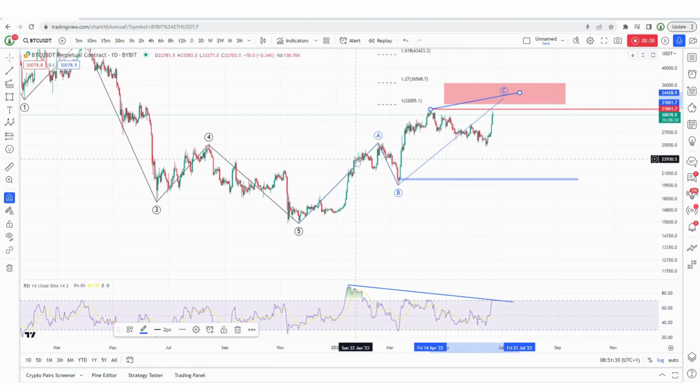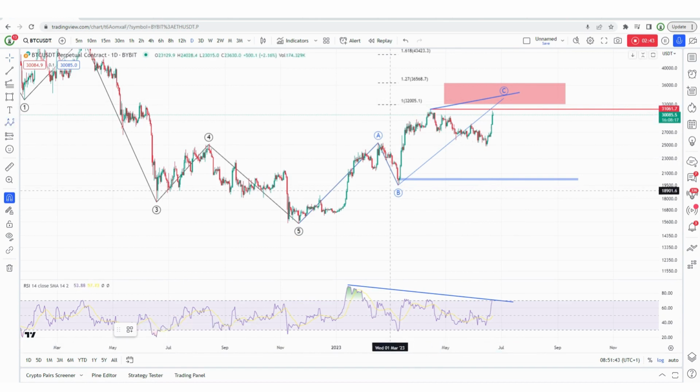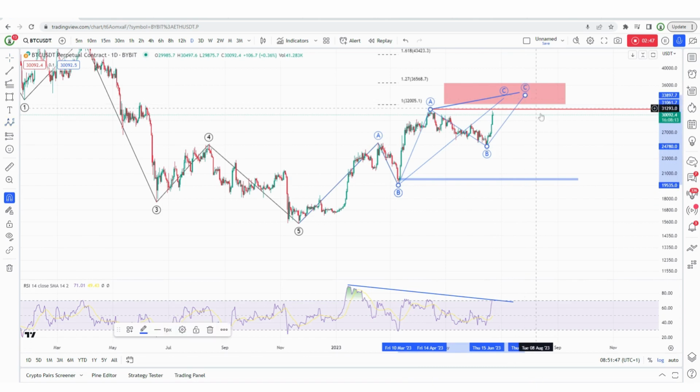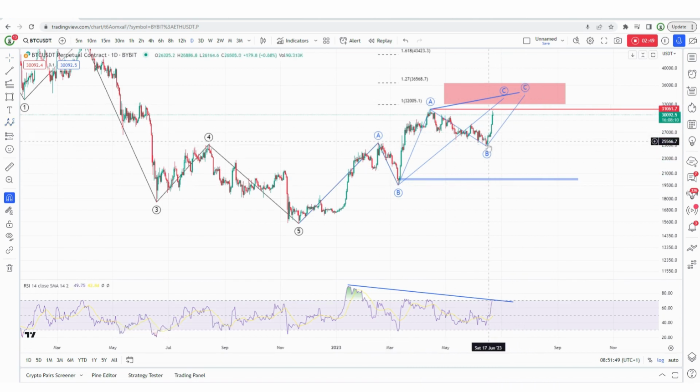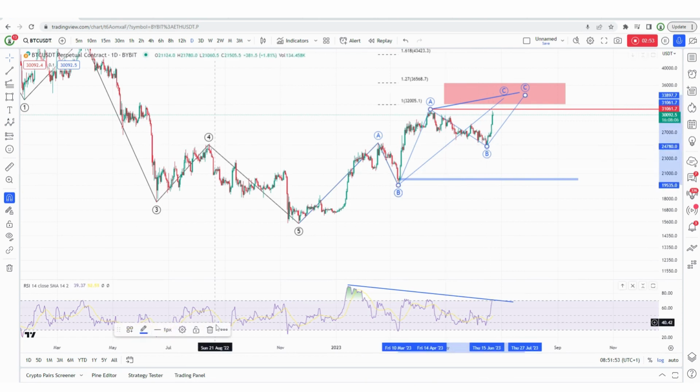So you've got 1, 2, 3, 4, 5, which is your A leg. You've got your ABC, but how do you work out this C leg? Because this just looks like a bigger ABC correction, and usually you would have 5 waves, so it'd be something like this. But within that C leg, you would have 5 legs.